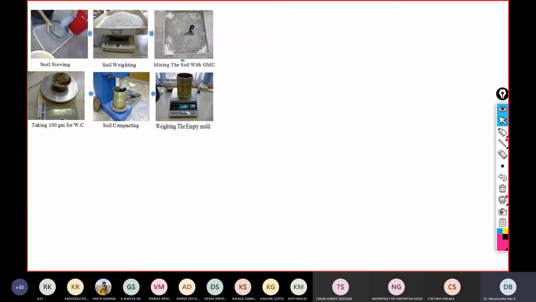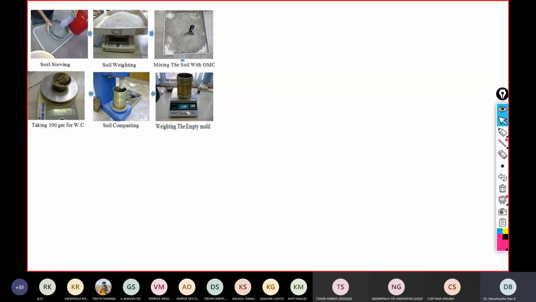So first in UCS, one of the important steps is how to prepare the soil sample. As I told you, the UCS test can be conducted only on clay type soil samples because the sample has to withstand testing. We can't do it with a sand sample because it is pulverized and pourable. So first you take the clay soil sample, sieve it, take the desired weight and mix it with the water.